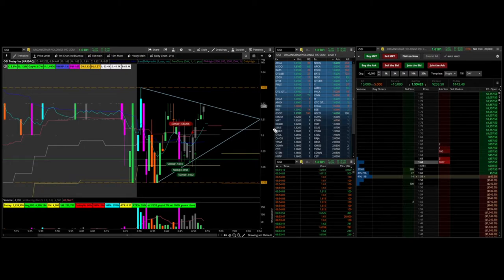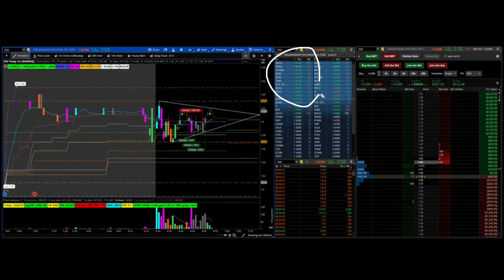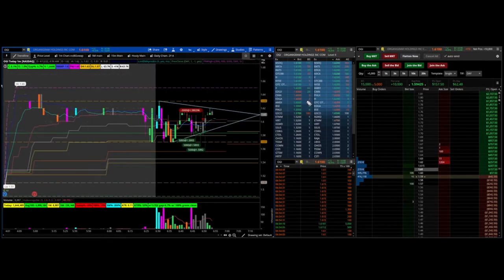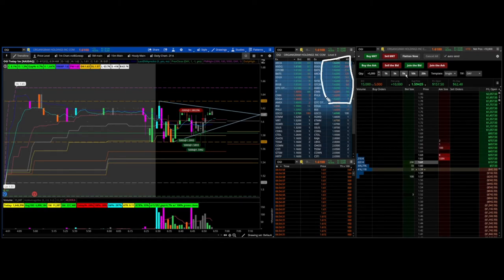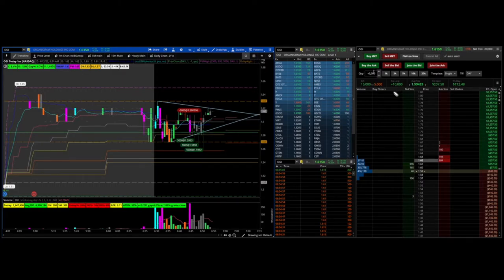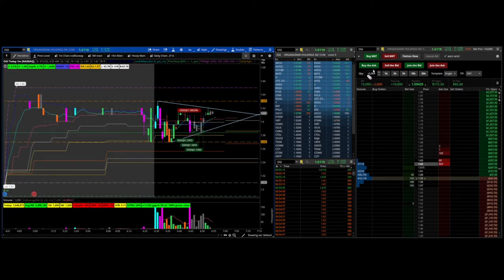So I'm going to speed it up a little bit more here. So you can see the bid is starting to come up, and the ask is thinning. So you'll see I start jumping around between my buy more button or stopping out some.